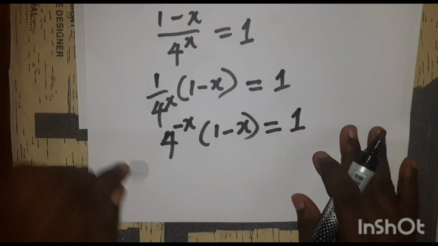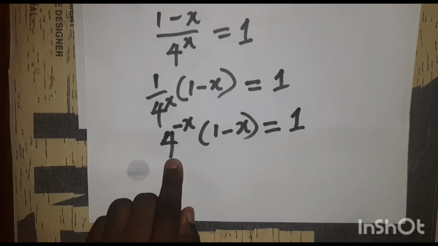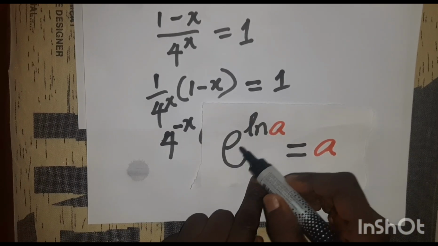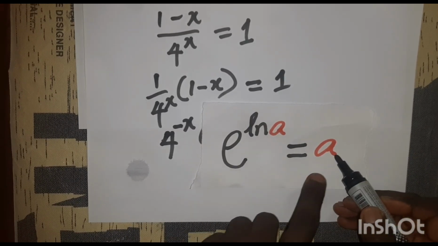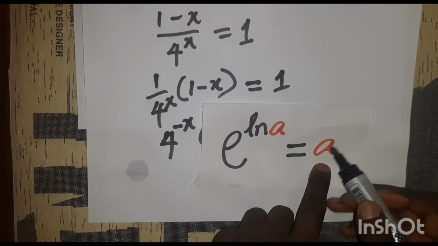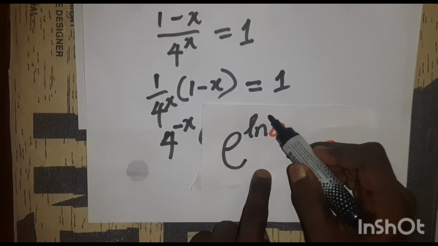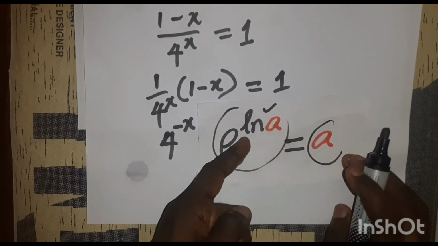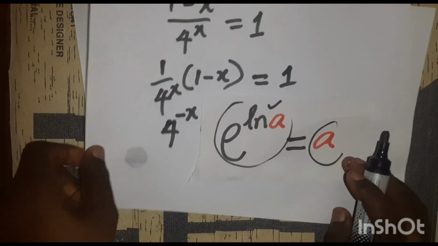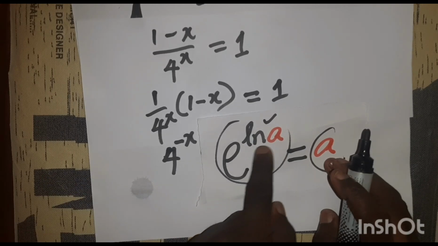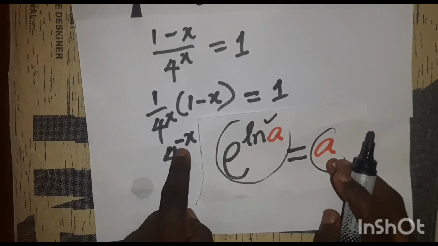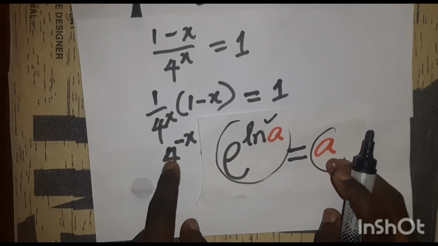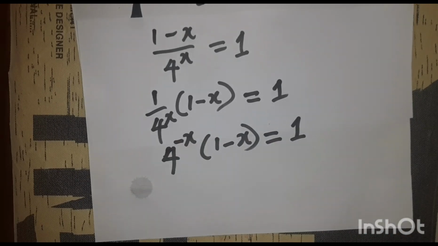And then from here, I will rewrite this 4 raised to the power minus x in terms of e. So if you look here, you have e raised to the power ln of a equals a. So if you decide to write a in terms of e, you can write it this way because this whole value is equal to a also. So writing a in terms of e gives you e raised to the power ln of a. So writing 4 raised to the power minus x in terms of e gives me e raised to the power ln of 4 raised to the power minus x. So let me do that now.